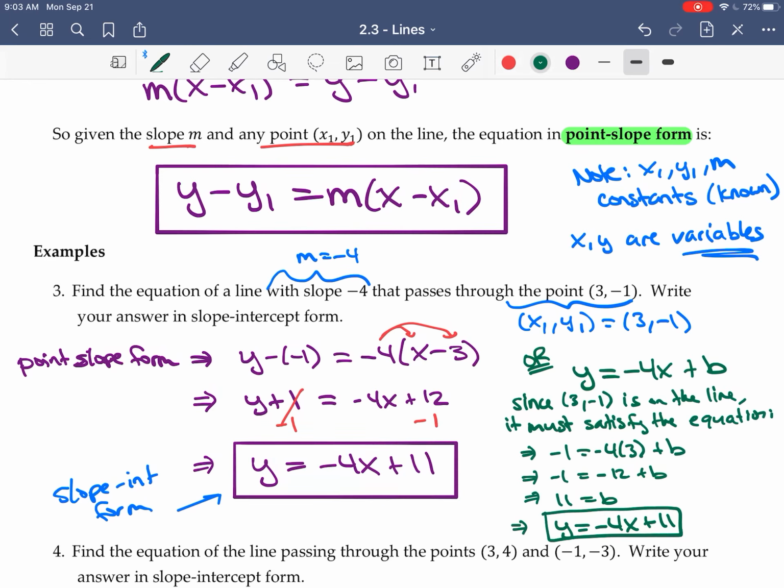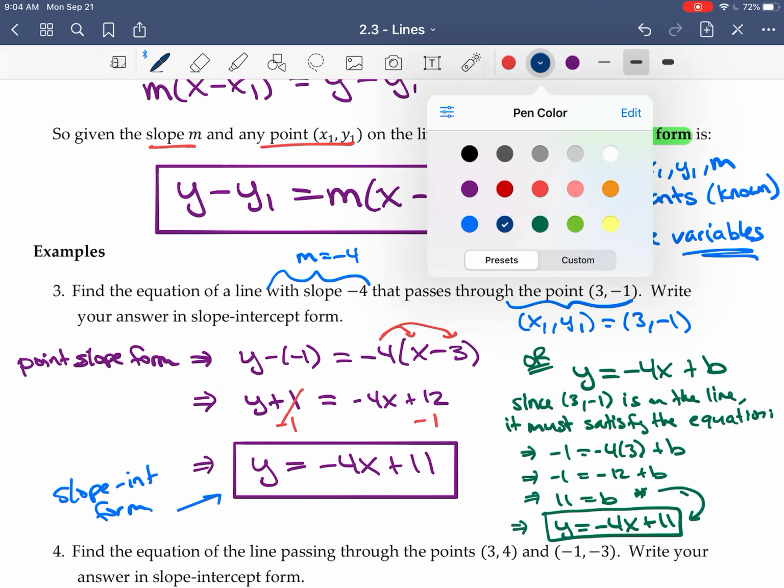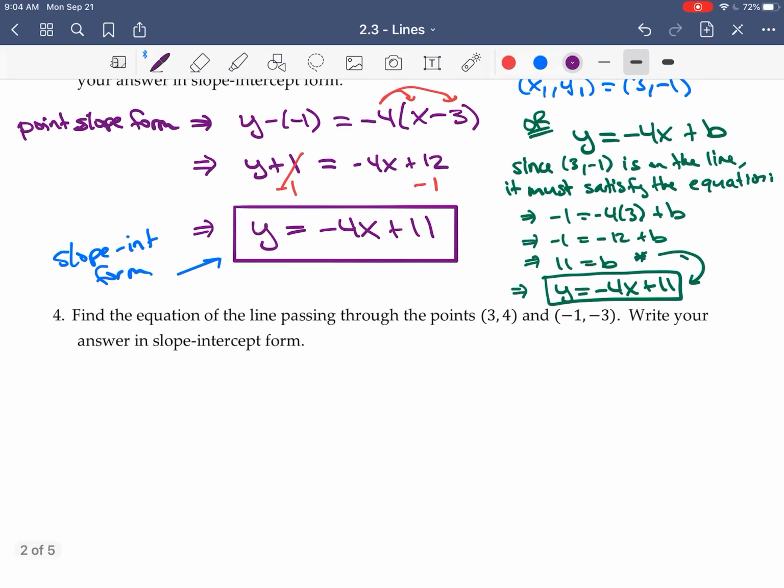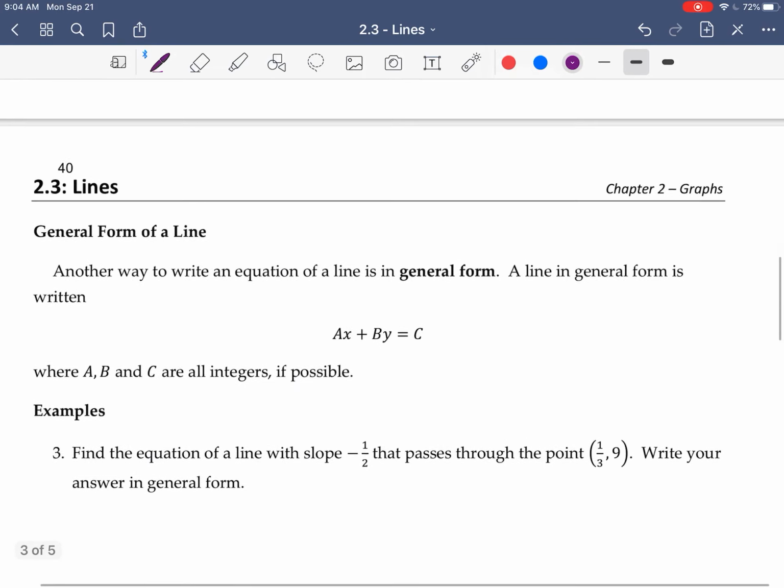You don't have to use the point-slope form, but I find it's faster and it gives you the equation immediately, whereas here you have to solve for b but then give the equation again after. So there's that sort of extra step there. Okay, I'm going to leave this one for you to do later.